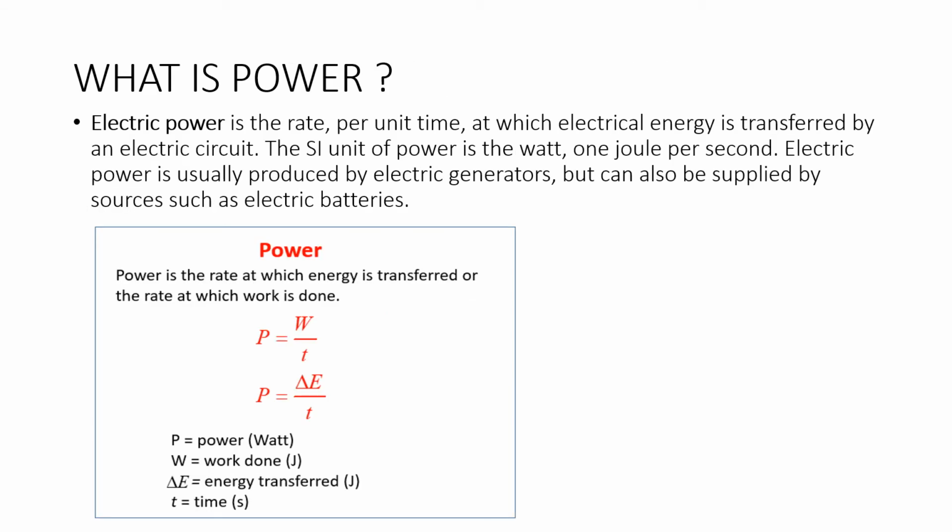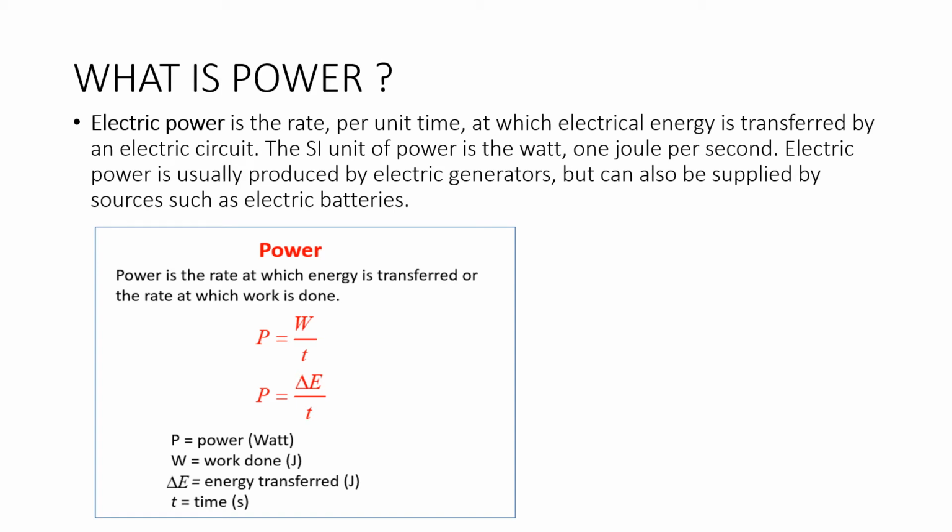What is power? Power, in general, is work done upon time. What is electric power? Electric power is the rate per unit time at which electrical energy is transferred by an electric circuit. SI unit is watt, 1 joule per second. Electric power is usually associated with electric generators, but it can also be supplied by sources such as electrical batteries, as we can see from the figure.